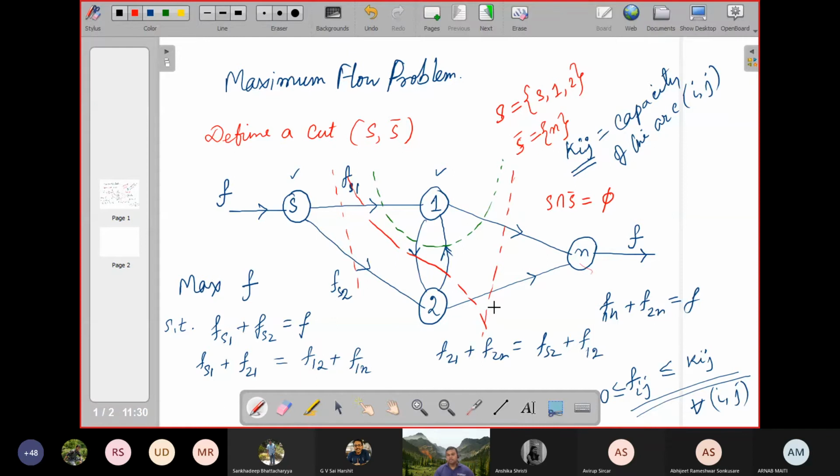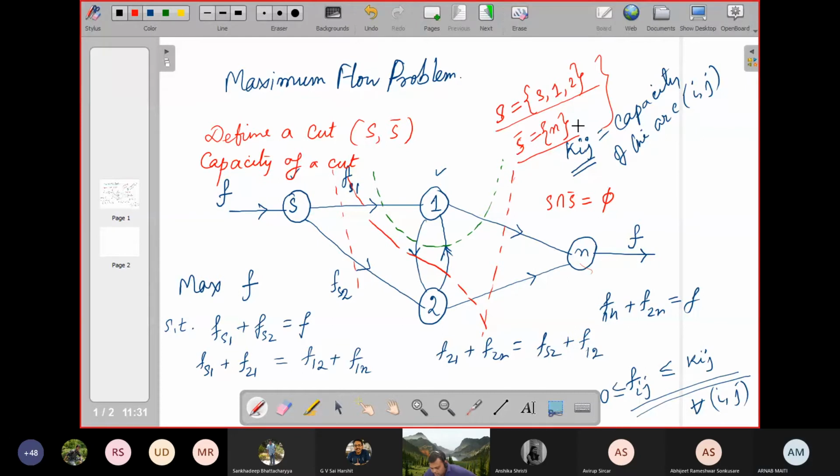Okay. Now I am defining another term before we go into the Ford-Fulkerson algorithm, that is called capacity of a cut. Cut capacity, or capacity of a cut. How do you define the capacity of a cut? Say for example this one, S and S bar. So what is the capacity of this cut? It is the sum of capacities of the edges which go from S to S dash, right?